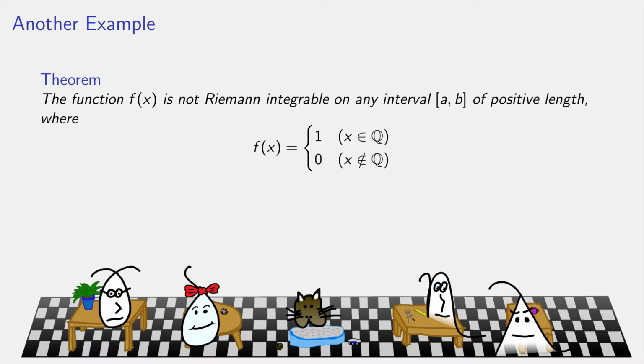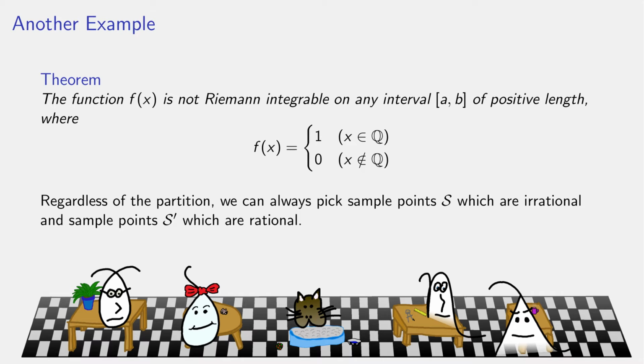Now here's another example of a function, the indicator function of the rationals. It wasn't Darboux integrable, and we claim it's also not Riemann integrable. So for any partition, remember that to be Riemann integrable, the Riemann sums have to be within epsilon of some number, where that number isn't changing, but the sampling points are arbitrary. But if I pick sampling points to be irrational versus picking sampling points to be rational, I'm going to see very different behavior for the Riemann sums.